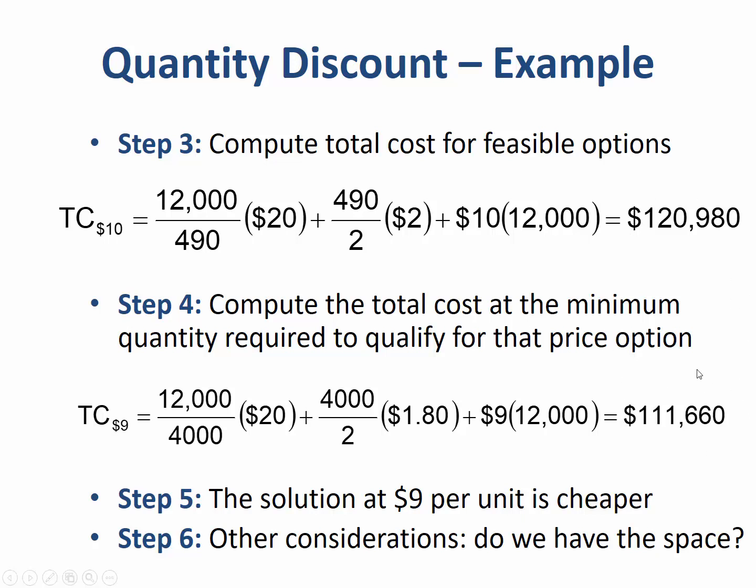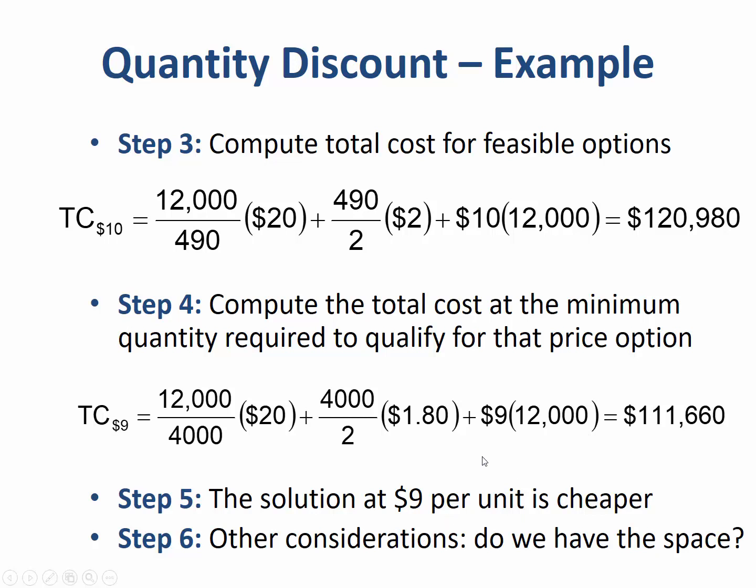Step number 5, we're looking at which of the two options is the cheapest, and in this case, this is a clear win for the $9 hat. $111,660 is almost $10,000 cheaper than the other option. So in all, it is worth purchasing in quantities of 4,000 because we're going to save a lot of money. You can tell from the equation that the reason we're saving so much is that $1 multiplied by 12,000 is already $12,000 saved just in that area. So maybe the holding costs are going to go up a little, but it's more than made up by the decrease in the purchasing cost.